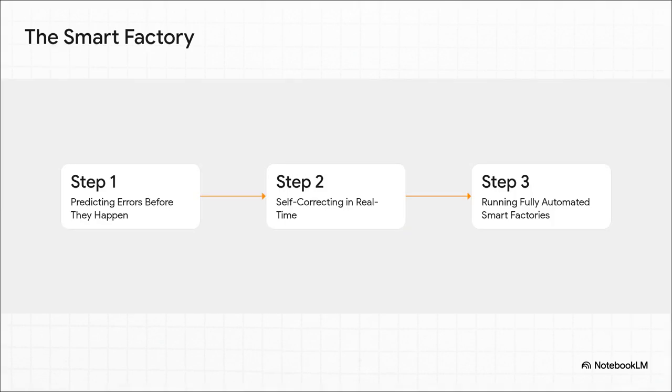Just try to picture this for a second. Factories that can predict a machine is going to break down before it actually happens. Systems that can see a tiny flaw and self-correct in real time to keep everything perfect. And the end game? Fully automated smart factories that practically run themselves. I mean, that's the next big leap.